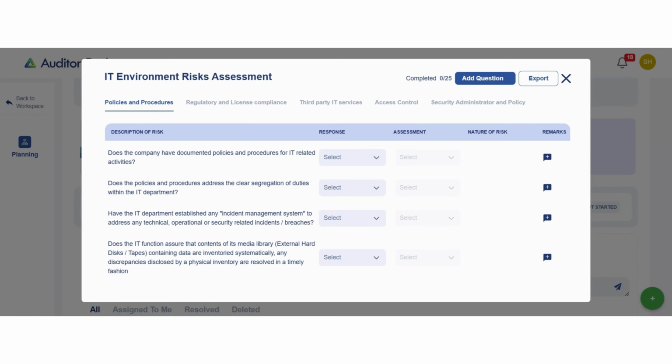IT environment risks. In today's audits, IT plays a central role. This section assesses risks arising from the client's IT systems, applications, and controls. Examples include risks from unauthorized access, weak cybersecurity practices, reliance on outdated systems, inadequate change management, or lack of segregation of duties in IT. These risks can directly impact the integrity and reliability of financial reporting. By identifying IT environment risks, auditors can determine if further ITGC, IT general controls, or automated control testing is necessary.